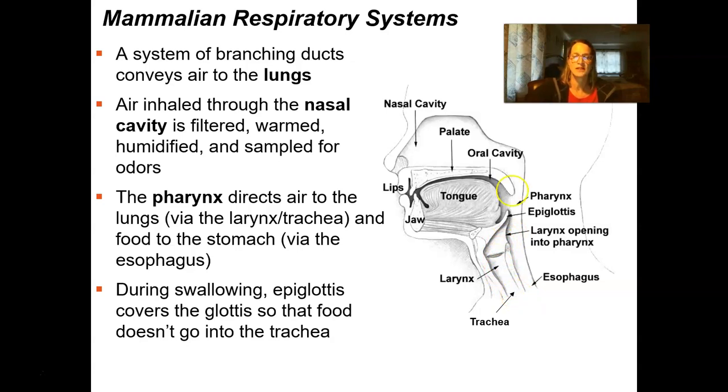Now remember that since the pharynx joins the trachea and the larynx to the esophagus, there needs to be a way to make sure that food doesn't go down into your breathing tubes. So that's why you have this epiglottis here, and when you swallow, the epiglottis comes down and it covers up the larynx so that food is pushed into the esophagus and it does not go into the trachea.